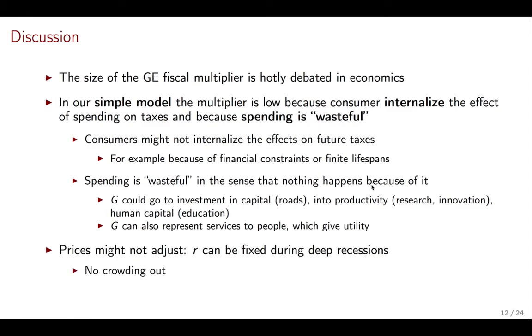One final thing. In reality, prices might not adjust as well as in the model. In particular, during recessions, the interest rate might be fixed. This happens, for example, during recessions where the zero lower bound affects the way that the central bank sets nominal interest rates. And so if interest rates cannot adjust, there is no crowding out. And in the absence of crowding out, the government spending multiplier is going to be larger.